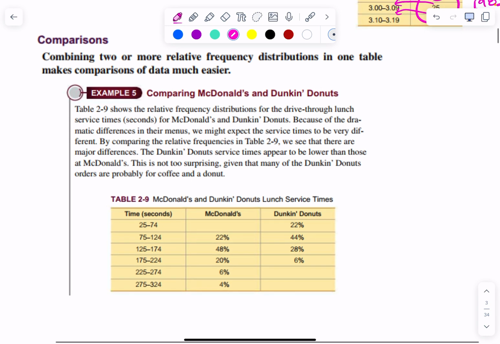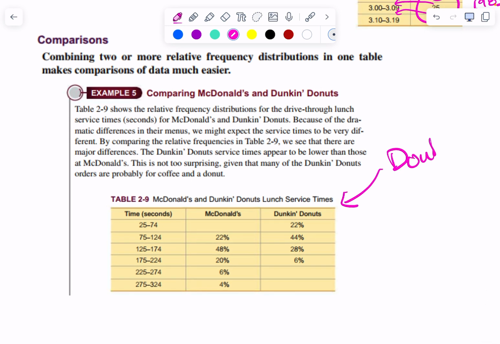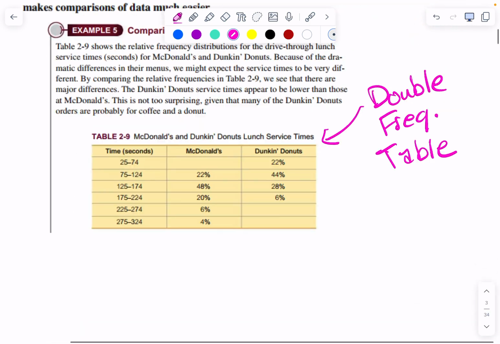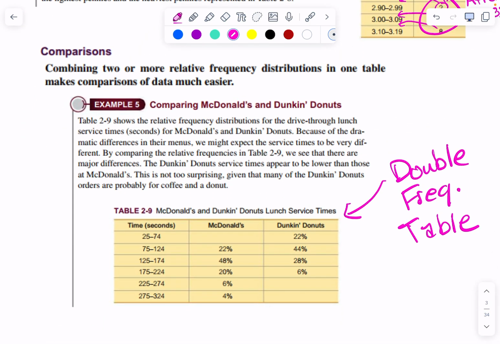Last thing. This is a double frequency table. And this is showing you 2 frequencies at once. So, you remember my time classes that I had going on here. Here's my times. But now my times are starting at 25 seconds because we're doing another sample, and Dunkin' Donuts is smaller than that, right? So I'm not starting at 75, I'm starting at 25 now.